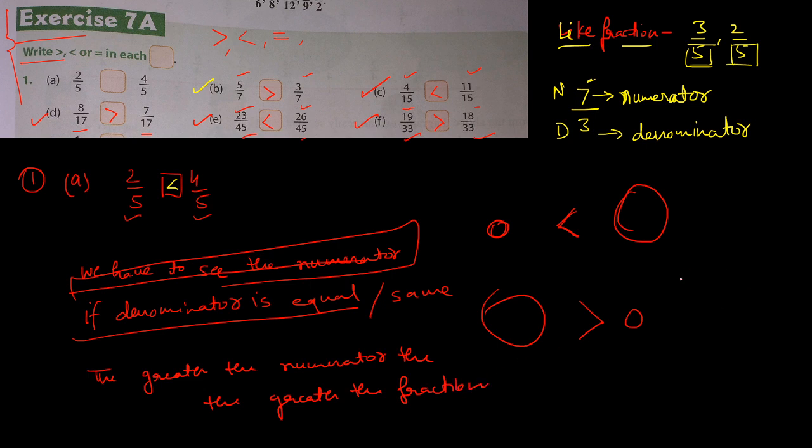Now one more question. If I say 5 upon 7 is greater or 3 upon 7 is greater. The 7s are equal, so 5 is greater than 3. So we will say 5 upon 7 is greater. So we will use this sign. Okay, I hope it is clear.